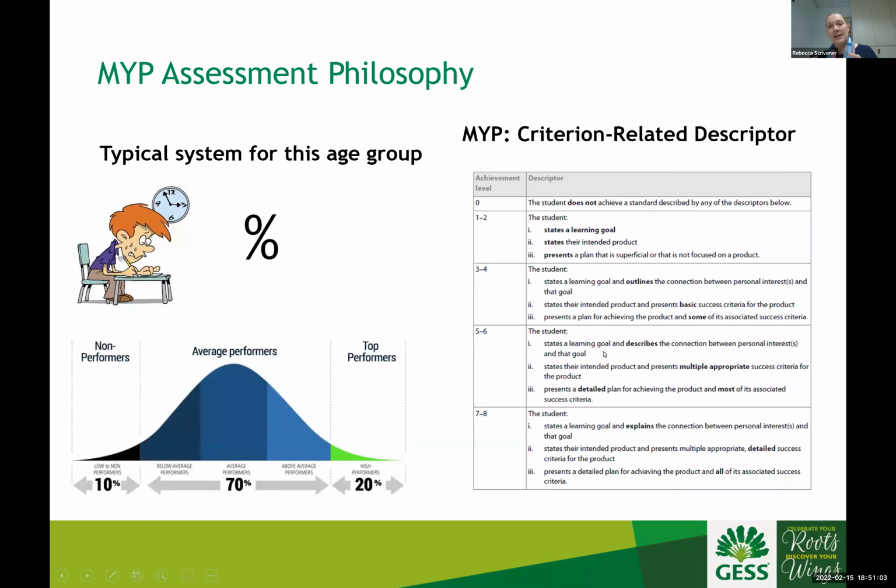Criterion referenced is another system, but a criterion referenced system means a child must do everything correct in level 1 and 2 before they can possibly be graded 3 and 4. And again, criterion related doesn't mean that. A student might not do everything in level 1 and 2, but they might do everything in level 3 and 4 and be graded within level 3 and 4, even if they had a gap in some of those earlier task requirements. So criterion related really means we're trying to find the description that best relates to the child's work.